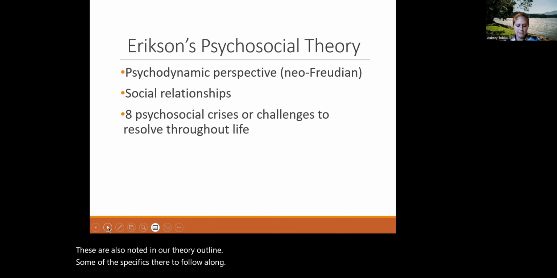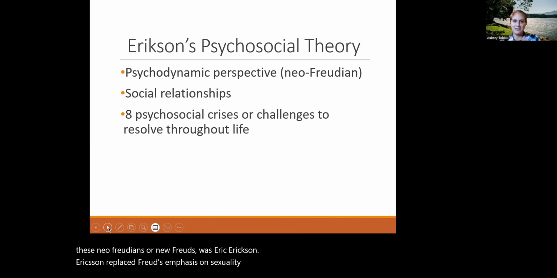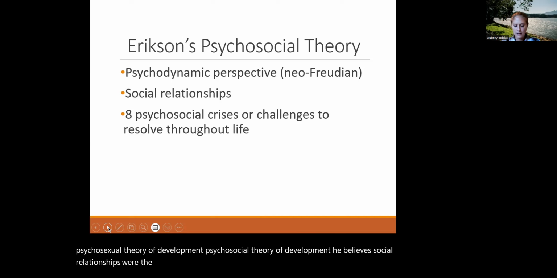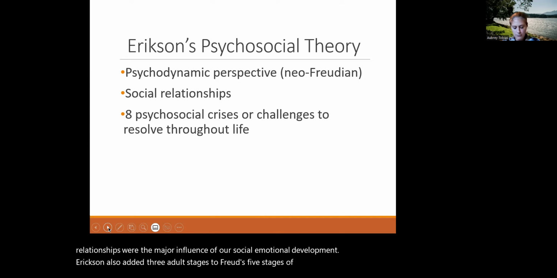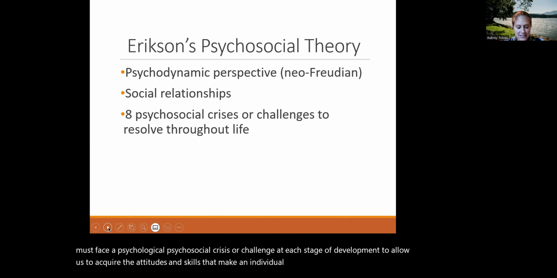So several of Freud's followers split off from him due to disagreements with his theory. One of these neo-Freudians, new Freuds, was Erik Erikson. Erikson replaced Freud's emphasis on sexuality with social relationships. So instead of a psychosexual theory of development, a psychosocial theory of development. He believed social relationships were the major influence on our social emotional development. Erikson also added 3 adult stages to Freud's 5 stages of childhood, believing that we must face a psychosocial crisis or challenge at each stage of development to allow us to acquire the attitudes and skills that make an individual an active contributing member of society.